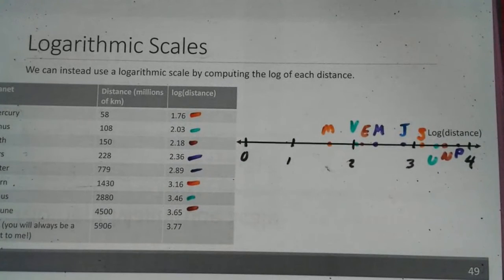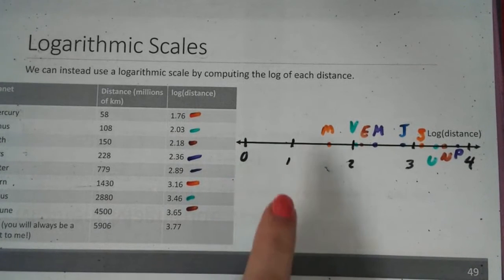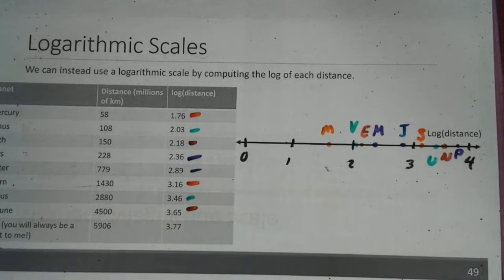That graph is a little bit easier to read because they're so spread out. Now I could have even started at 1 or even 1.5 down here and they'd be more spread out. Taking the log can make it a little bit easier to work with just because we can spread things out, especially with such large numbers.